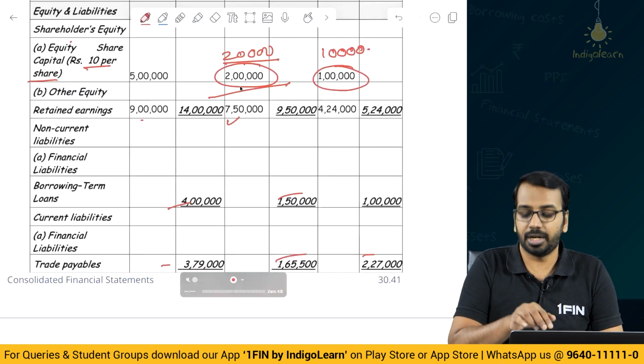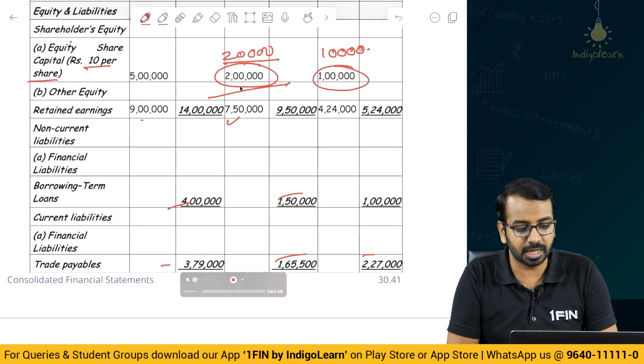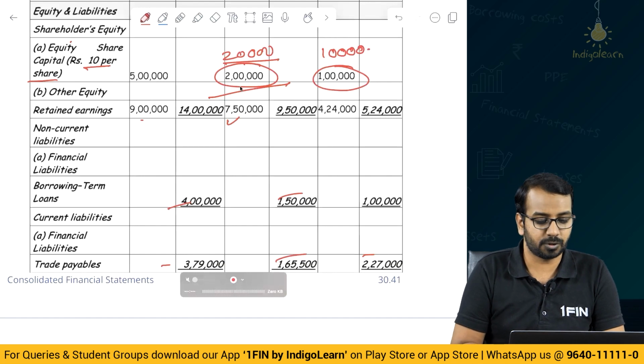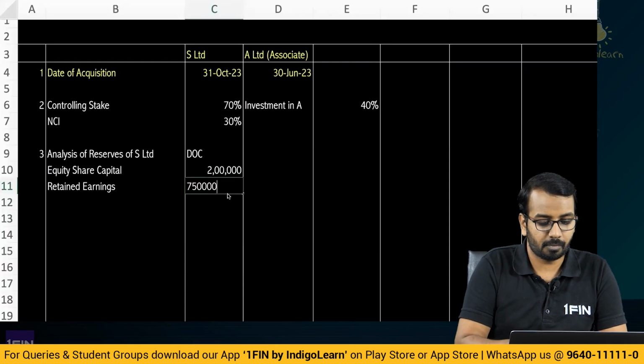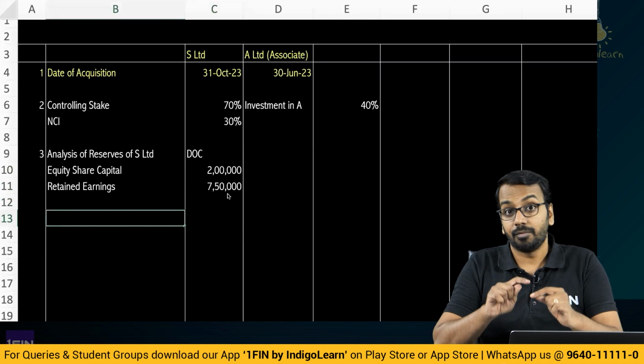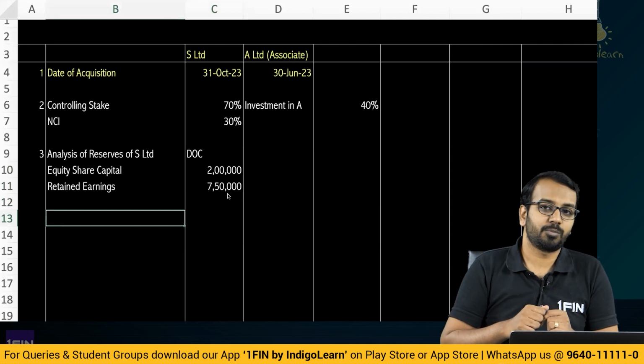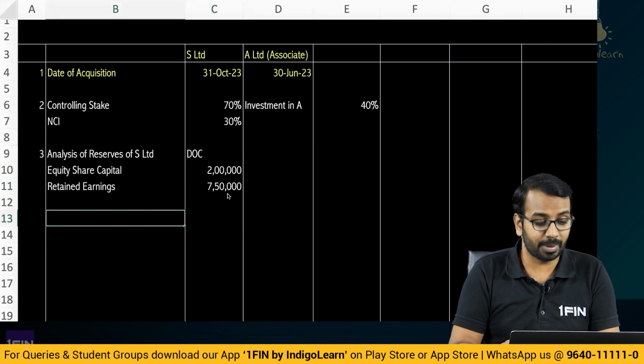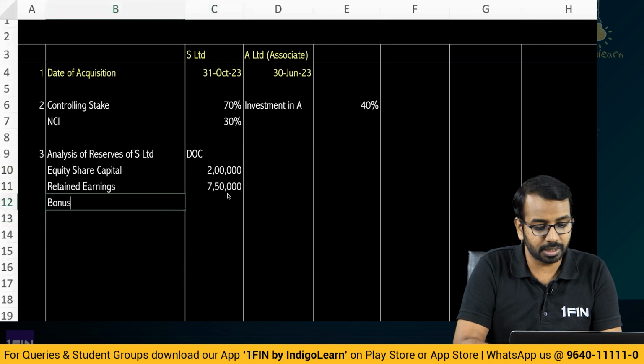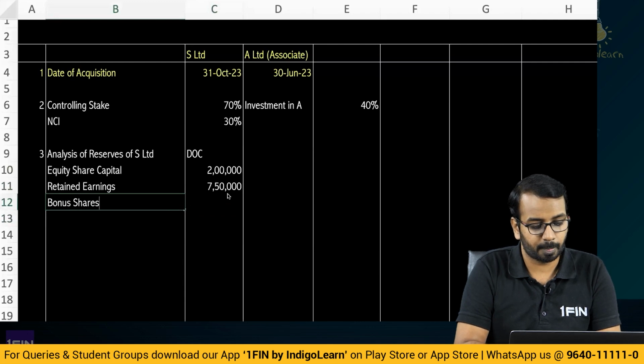And retained earnings on date of consolidation, as per the balance sheet, is 7,50,000 other equity. Now, we have not yet given the impact of bonus. So what should we do? We should definitely give the impact of bonus. So you can add bonus shares.